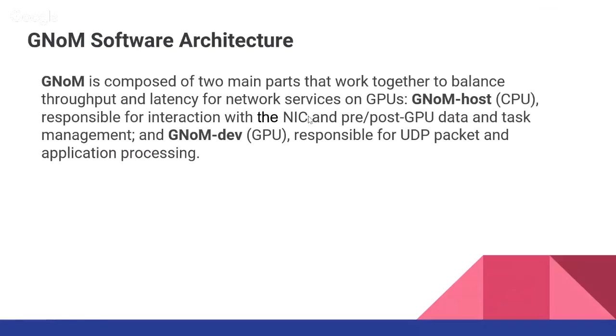So, the software architecture of GNoM. GNoM is composed of two main parts that work together to balance throughput and latency for network services on GPU. The first part is GNoM-host, which is typically the CPU, and it is responsible for interaction with the NIC and pre- and post-GPU data and task management. The second one is GNoM-device, which is responsible for UDP packet and application processing.